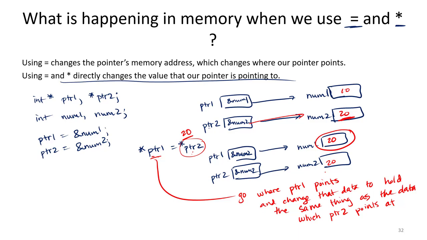So this is a really important point, and this comes up a lot. So please make sure you understand the differences between using assignment and asterisk versus just assignment alone.